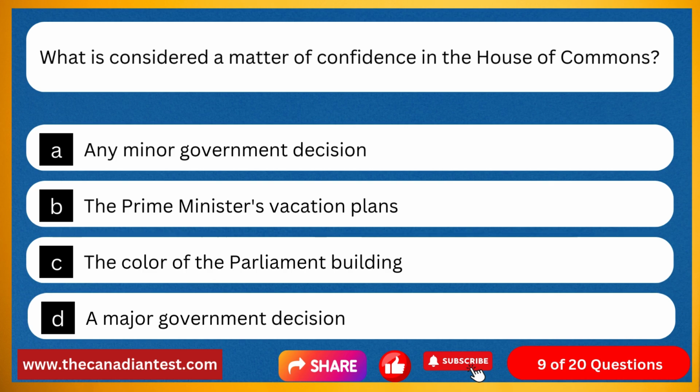Question 9. What is considered a matter of confidence in the House of Commons? Option A, any minor government decision. Option B, the Prime Minister's vacation plans. Option C, the color of the Parliament building. Option D, a major government decision.